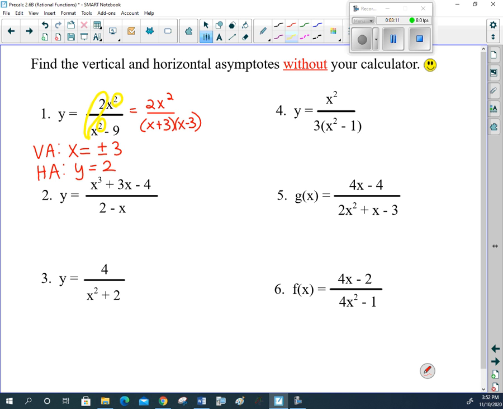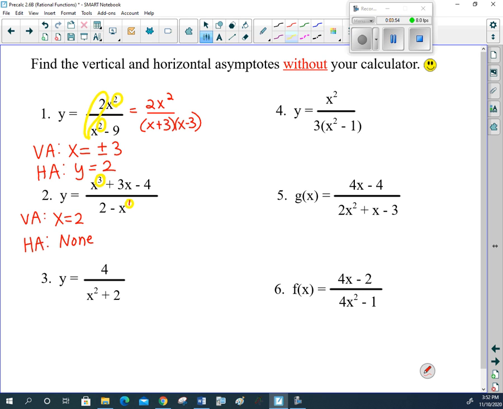All right, on the next one, we've got y equals (x to the third minus 3x minus 4) divided by (2 minus x). Our vertical asymptote is going to be at x equals 2, because we can't use 2. 2 subtract 2 is 0, and we can't divide by 0. For the horizontal asymptote, I can see the degree of the numerator is 3 and the denominator is 1. That means the numerator is bigger than the denominator, so there is no horizontal asymptote. That's what we're going to do today. Today's lesson is going to deal with that scenario.